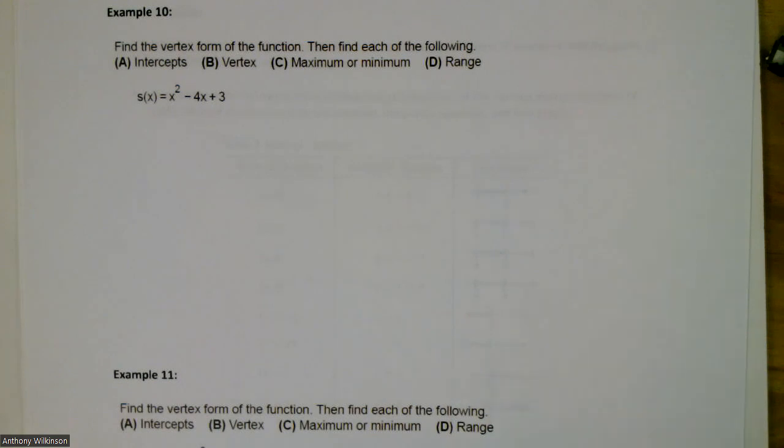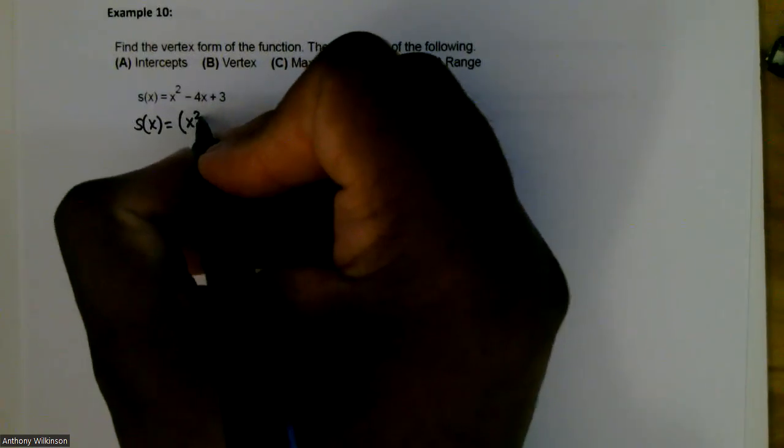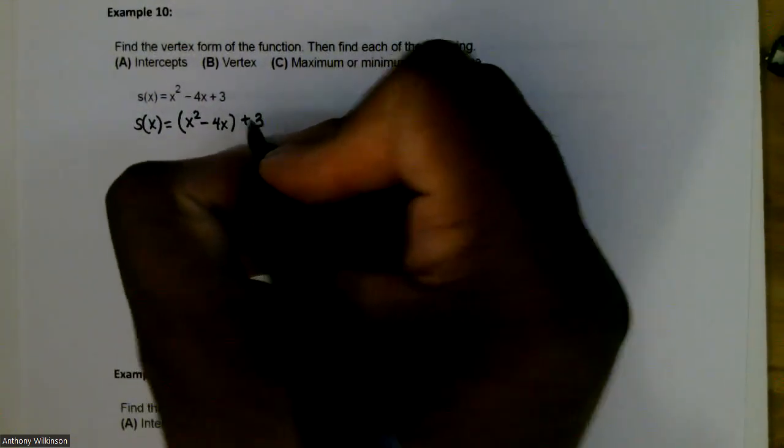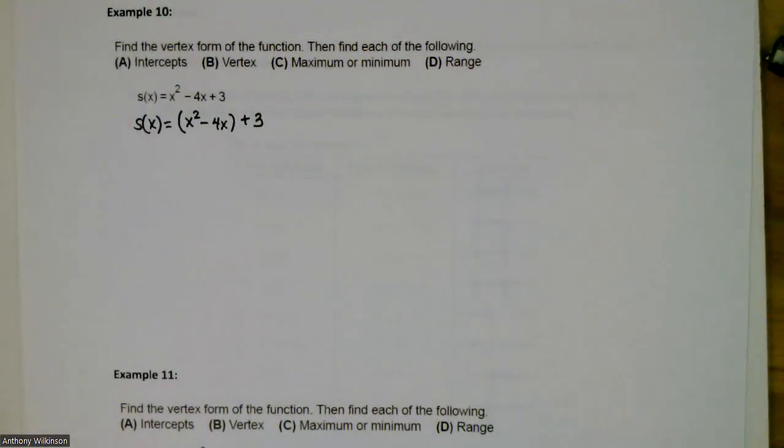All right, the way I'm going to find the vertex form, and I want you to follow along with me on this one, is this. I'm going to group these first two terms in parentheses as x squared minus 4x in parentheses, and then the plus 3 on the outside. This is where I'm going to use completing the square.